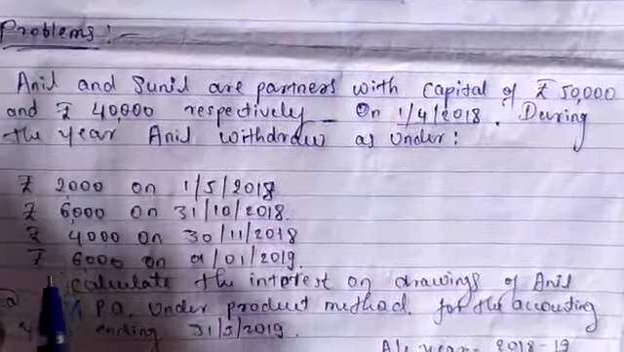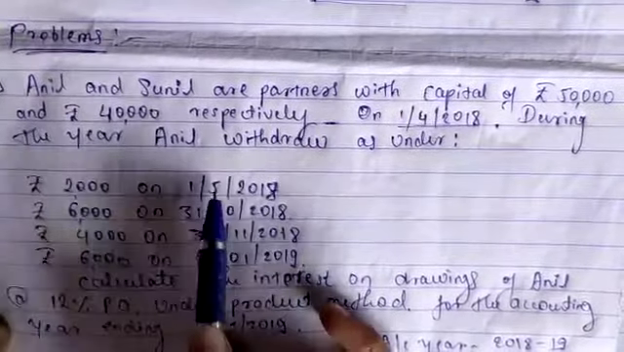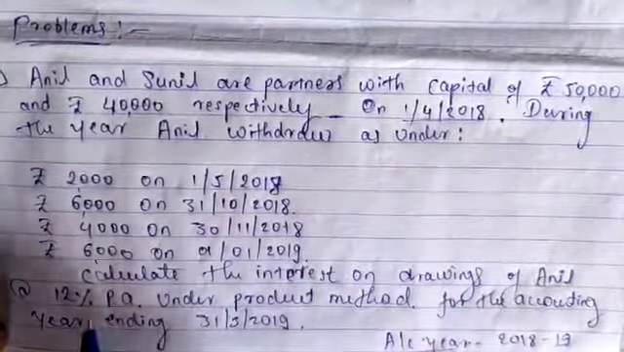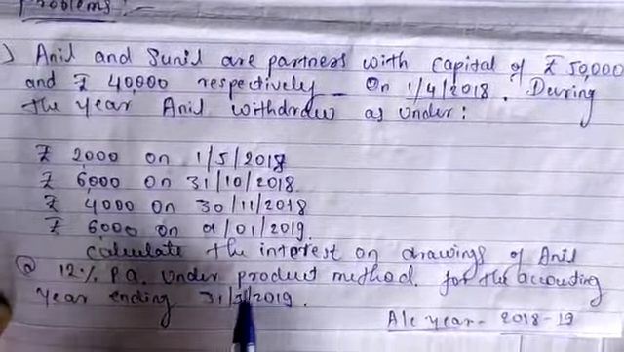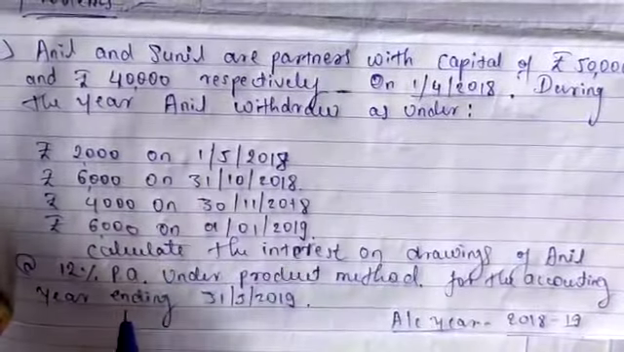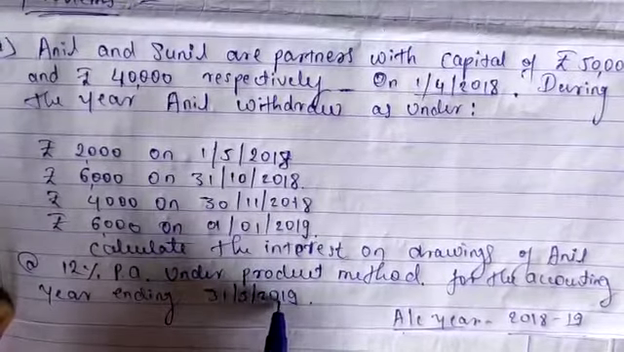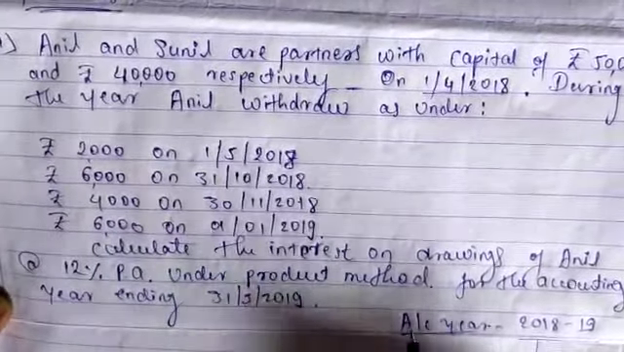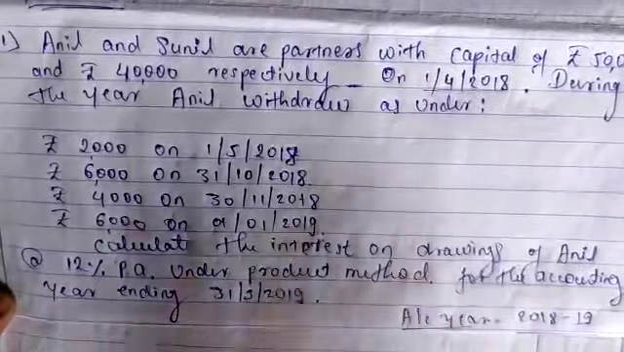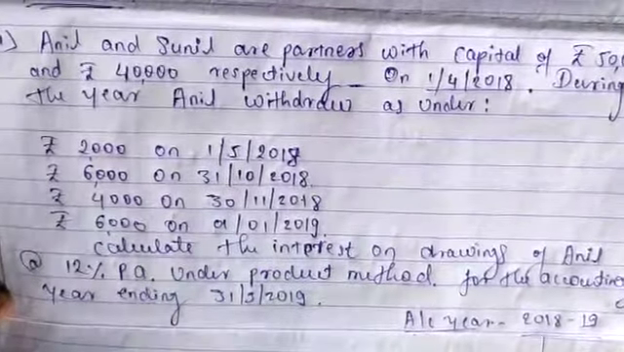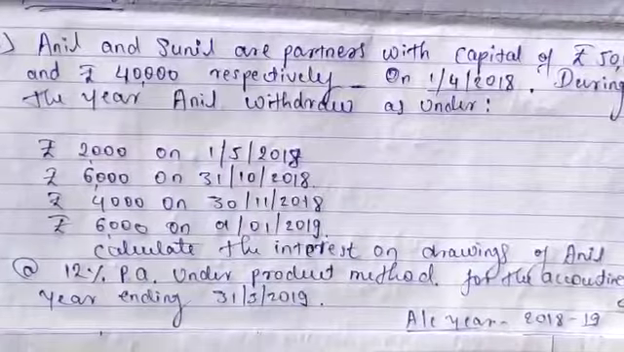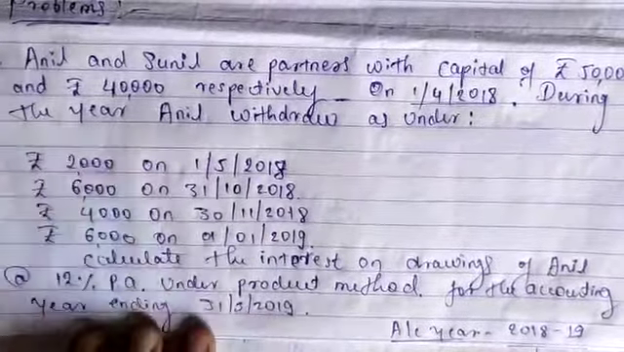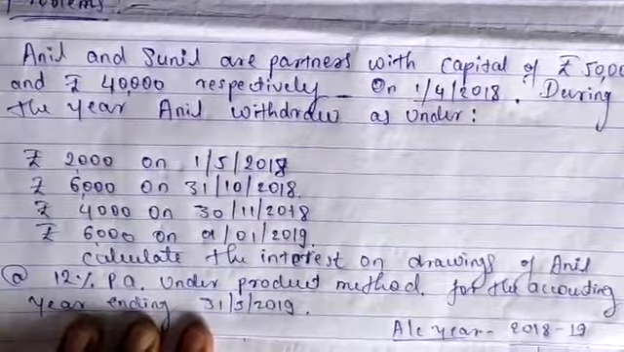These are all different amounts of withdrawals at different intervals. Calculate the interest on drawings of Anil at 12% per annum under the product method for the accounting year ending 31st March 2019. So the accounting year becomes 2018-19. Now, how do we solve this problem, how do we calculate the interest on drawings by taking different amounts of withdrawals at different times or different intervals?